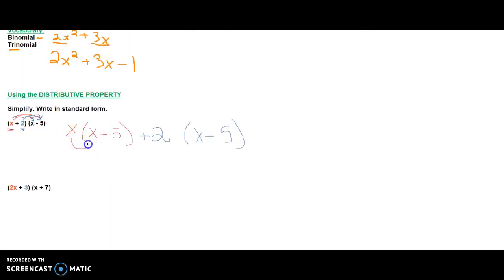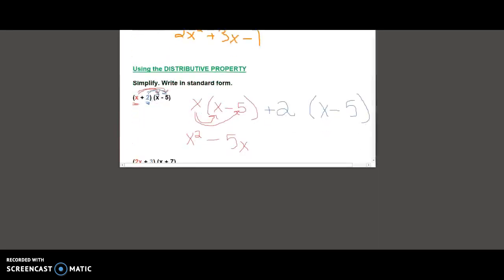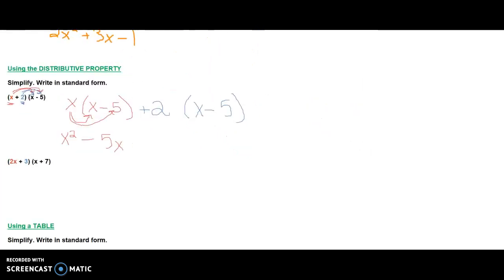So we're going to distribute the first term. So x times x is x squared. x times negative 5 is minus 5x. And then we're going to distribute the next 2 terms. So 2 times x is 2x, and 2 times negative 5 is negative 10.